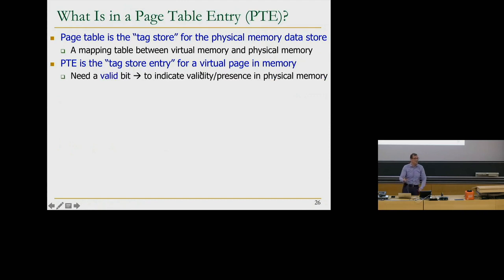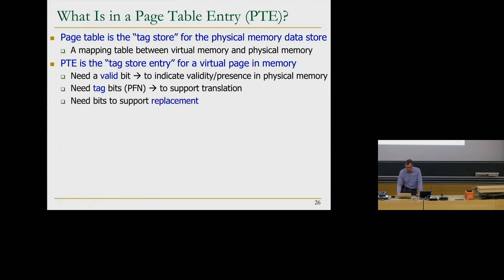So you need a valid bit for that reason. Basically, this indicates the validity or presence of the virtual page in physical memory. And we've already discussed that. You've already seen an example. You need tag bits, or physical frame number, or physical page number to support the translation. If a mapping exists for this virtual page, you need to get the physical page number.